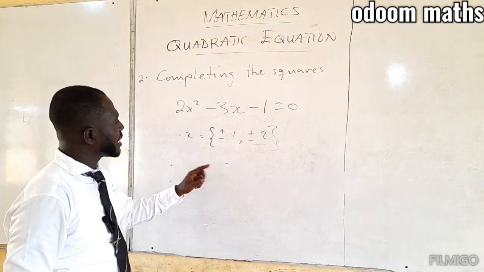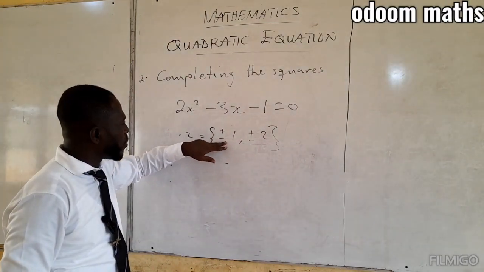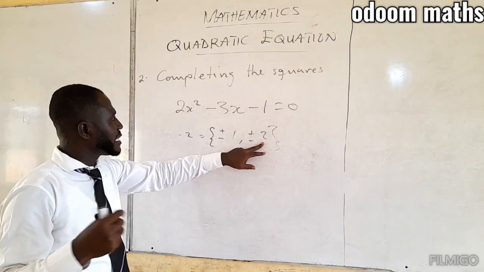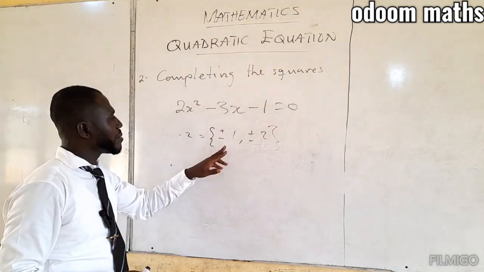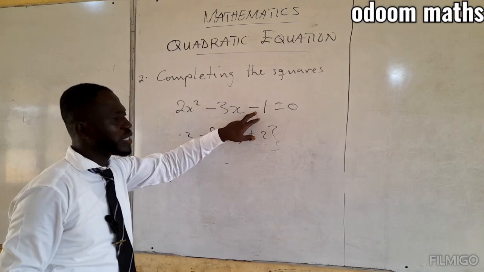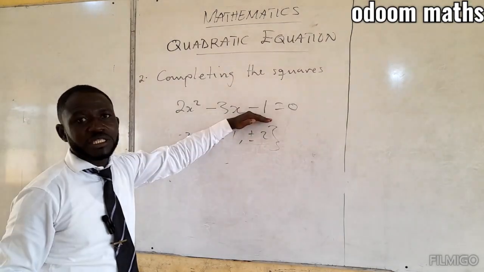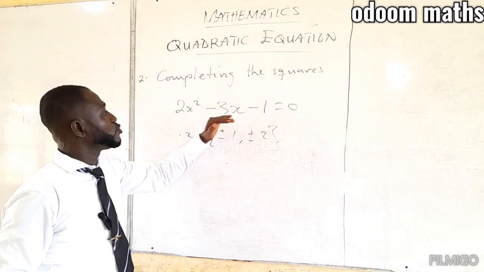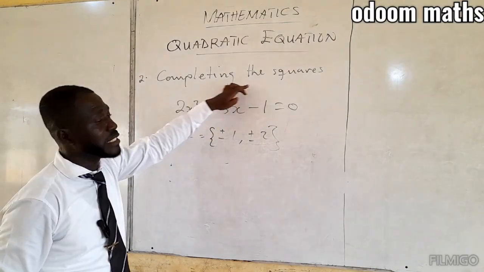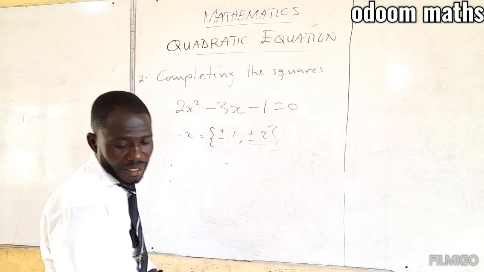So if I take negative 1 and negative 2, adding will give us negative 3. But when I multiply negative 1 and negative 2, I'm not going to get negative 1. So it means with this question, we cannot factorize. We can only solve this by the method of completing the square. So let's look at the method itself.